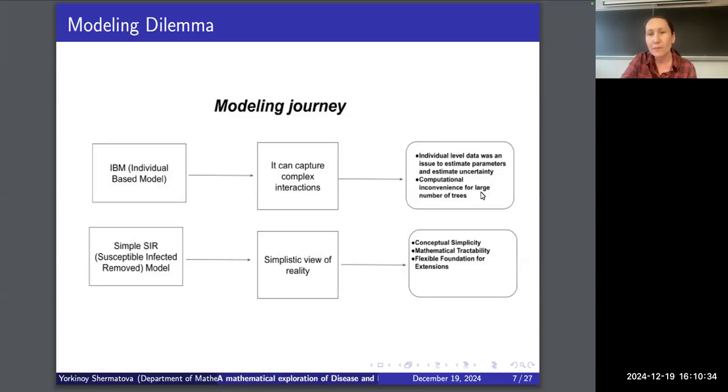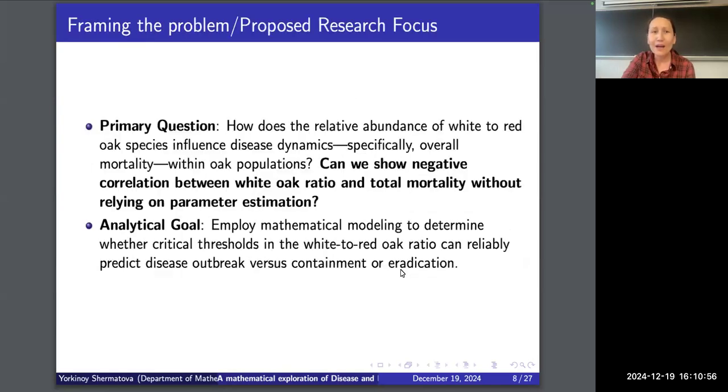If I'm going to do some ecologically meaningful work, I could just explore the parameter range, but I didn't really have a way to estimate uncertainty. Then SIR models, we know they are conceptually simplistic, and a lot of work has been done. So I ended up thinking, okay, what is the proposed research focus so I can decide on the modeling?